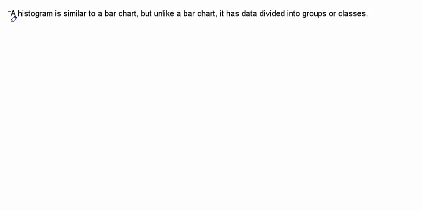That skill presents histograms. A histogram is similar to a bar chart, but unlike a bar chart, it has data divided into groups, also known as classes. Let's see what that means.